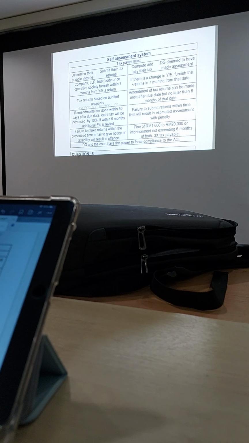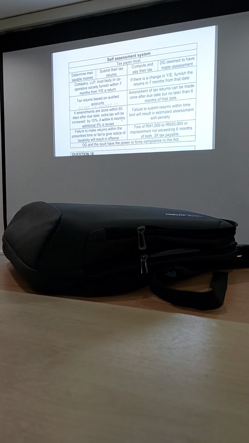Now, amendment to tax return can be made once after due date, but no later than 6 months. Now this one cancel. This one is 10%. If amendments are done within 60 days of due date, extra tax will be increased by 10%. So up to 60 days, up to 6 months is 10%. This one cancel. No more 5%.